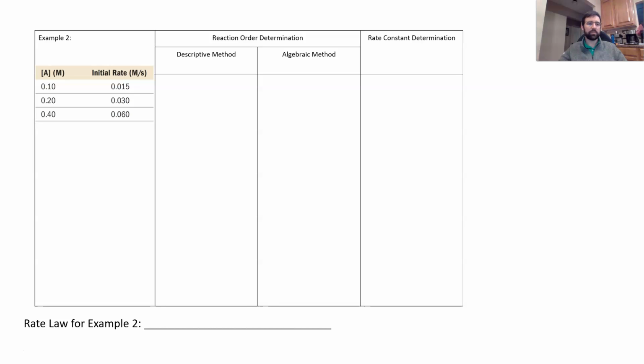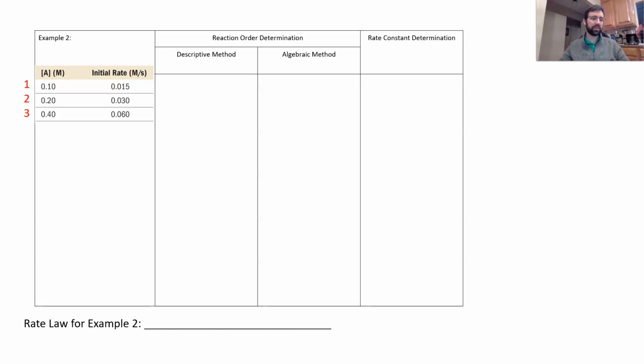Let's look at another example. With this example, I'm going to go through a descriptive method and an algebraic method, and you can decide which one you like better. Both of these are acceptable ways to answer the question. I want to write the rate law for example 2. That's my ultimate goal.